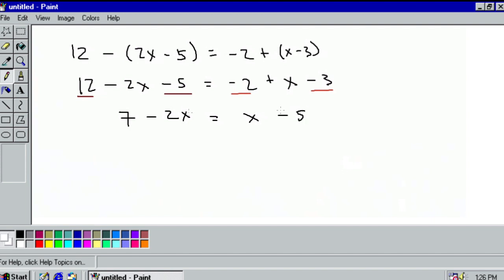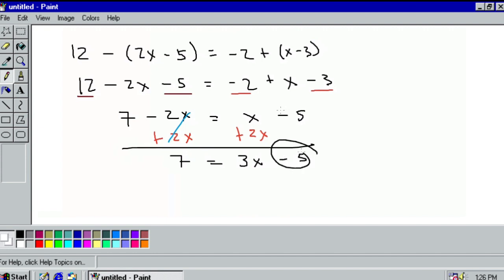Now, let's move this 2x to the other side. So we're going to add 2x so that we can cancel this. But if we add 2x on this side, we need to also add 2x on this side as well. So that gives us 7, and here we have 3x minus 5.